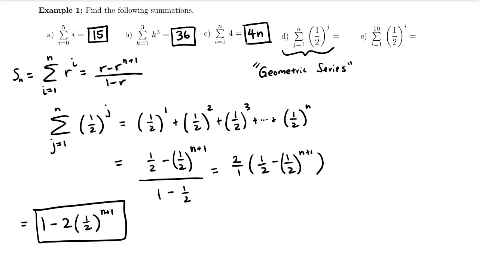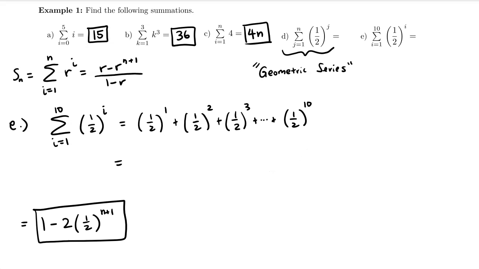All right, the last part of this example, we want to move on to part E, and it's very similar to the one that we just did, except our lower index is starting at i equals 1, and our upper index ends at 10. And so if I were to expand this, now instead of stopping at n, my last term is 1/2 to the 10th power. And based on the formula that we just derived, we can figure out what that is equal to.